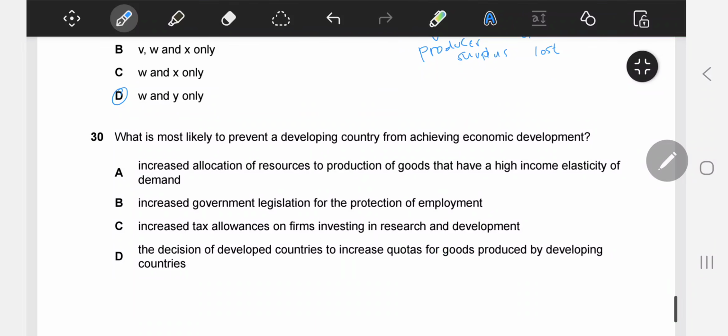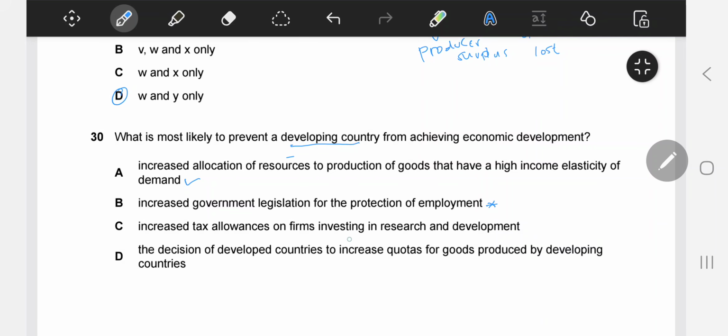All right, final question. What is most likely to prevent a developing country from achieving economic development? Increase allocation of resources to production of goods that have high income elasticity of demand. Yeah, so this one cannot prevent, so this one is a good one. Increase government legislation for the protection of employment. This one is likely to prevent, because when employment is protected, it means even employees who are not productive cannot be let go. So this one is very likely. So let's put a star there for now.